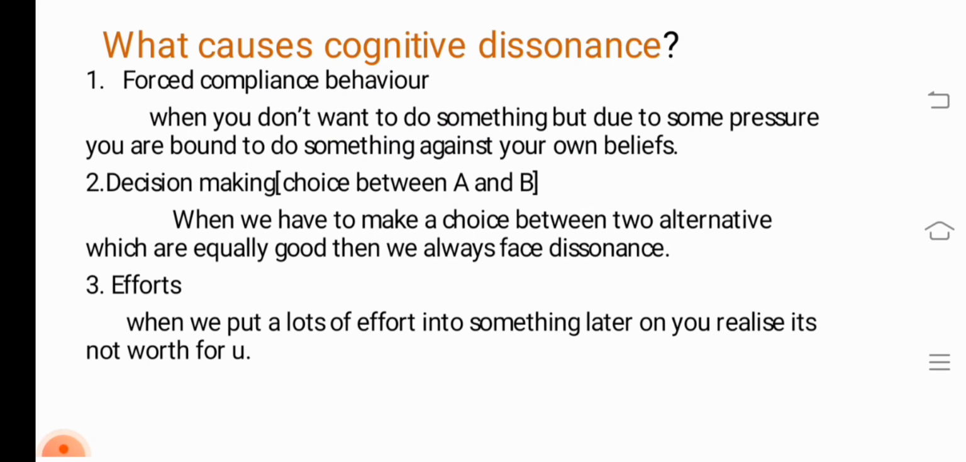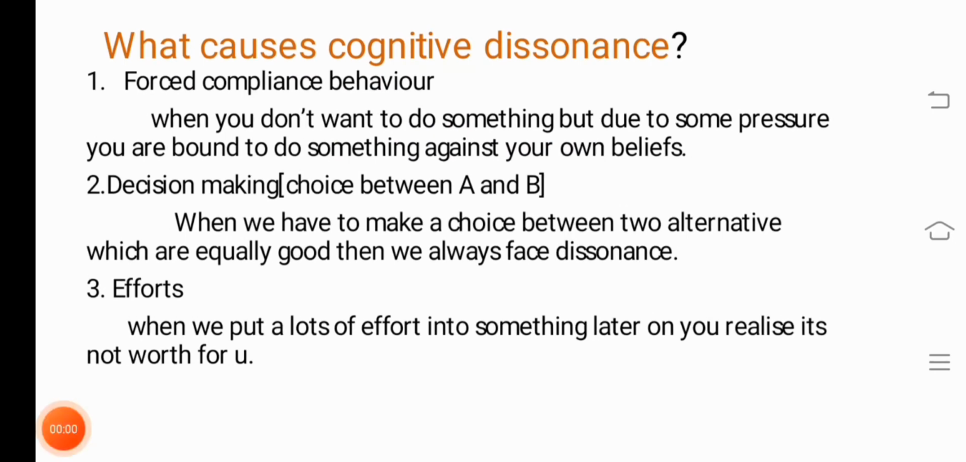Let's take one example. Let's suppose that we are a job holder and we have decided to work with full honesty and give our best in our job. But our supervisor or boss tries to pressure us to do something wrong, to sign some wrong agreement which we actually don't want. In such a situation, we feel contradiction. Dissonance occurs because someone is trying to force us to do something which we don't like.